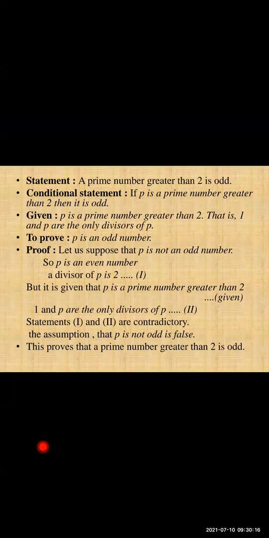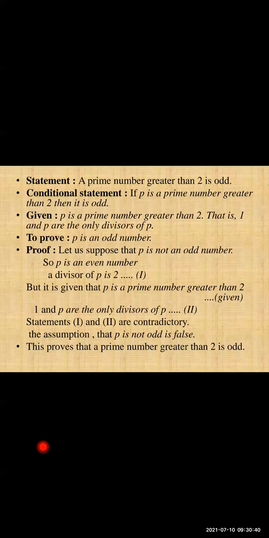We have to prove that P is an odd number. So let us suppose that P is not an odd number. If P is not an odd number, then what is it? Then P is an even number, because there are only two types of numbers. If we divide any number into even or odd, there are only two types: either it is even or it is odd.